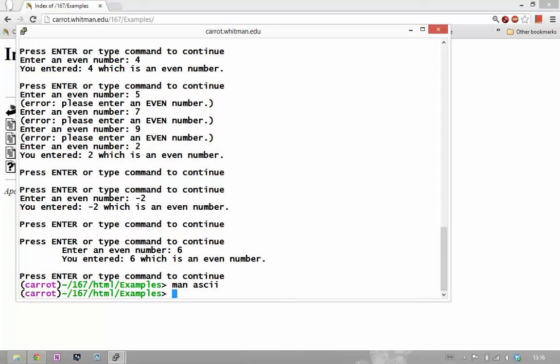Yes? If you want two tabs instead of one, do you just do \t\t? Each one of those guys is a character in and of itself. Yep.